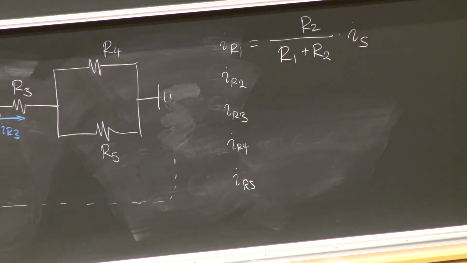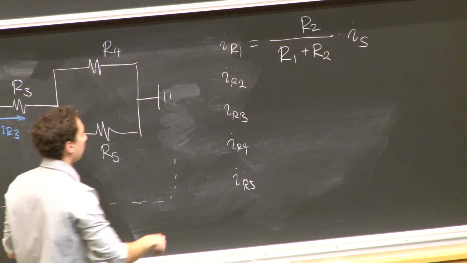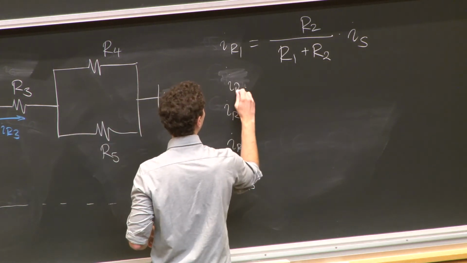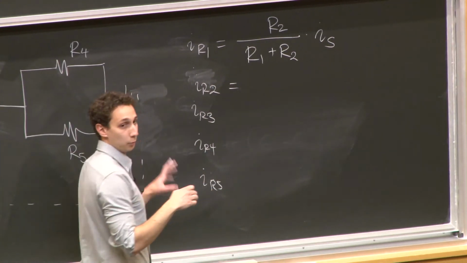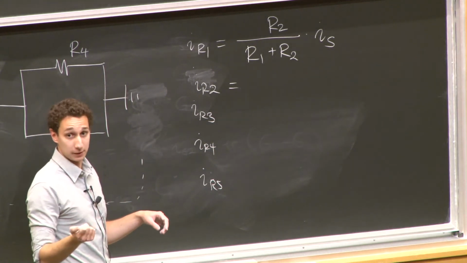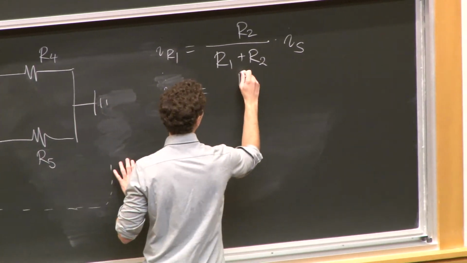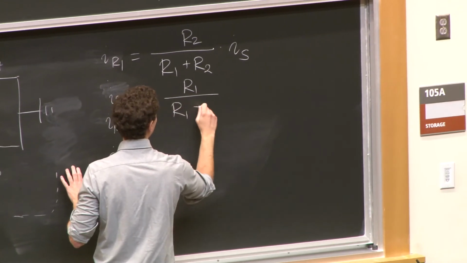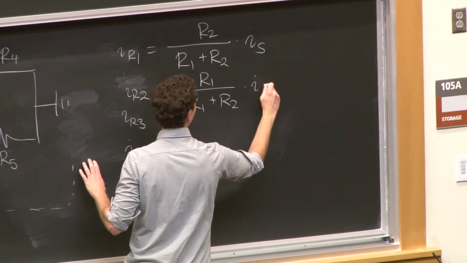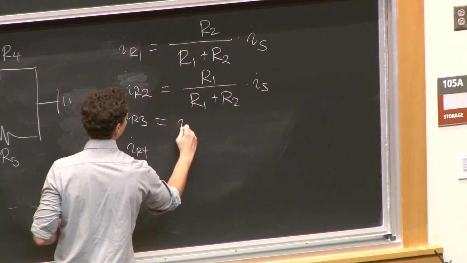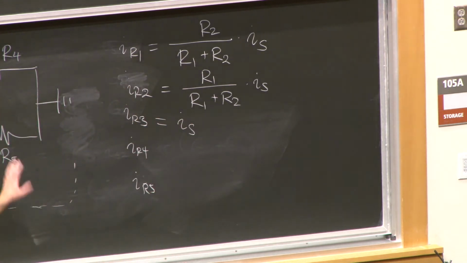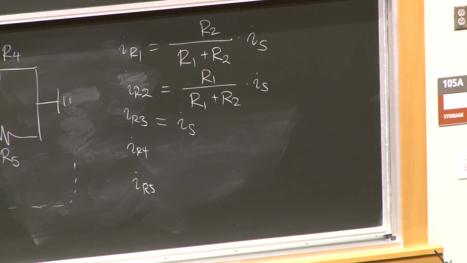I don't want to write out the whole expression again. IR2 is basically IS minus this because of Kirchhoff's current law, or I can just do the expression again. And IR3, like we said, is just IS. And the other two, I think you guys get the picture here. And so very easily what I can do is take this, apply Ohm's law, and find the voltages, right? It's just I times R.